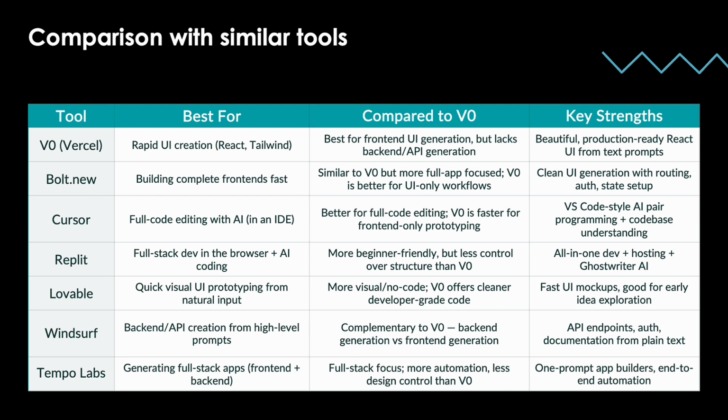Finally, we have Tempo Labs, which generates full-stack apps, front end and back end, from scratch. You just have to give prompts, and it's more full-stack focused, with more automation. But then again, here we have less design control, as it's more focused on the application itself than the looks. So it's pretty cool. One prompt builds apps end to end with automation.